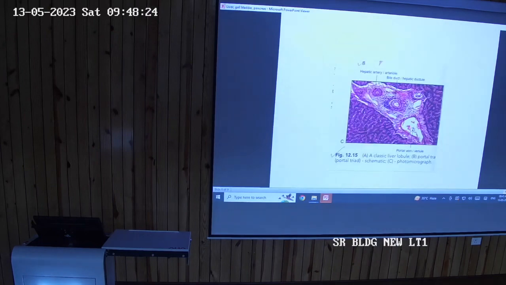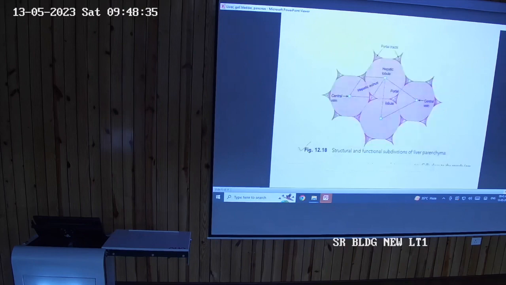And look at this part: hepatic artery, bile ductule, and portal vein. Again, the picture of the portal lobule. And look at this part. How many lobules are here? One lobule, another lobule, like this. In each lobule, you are looking at the central vein. Okay. Now, see this triangle.